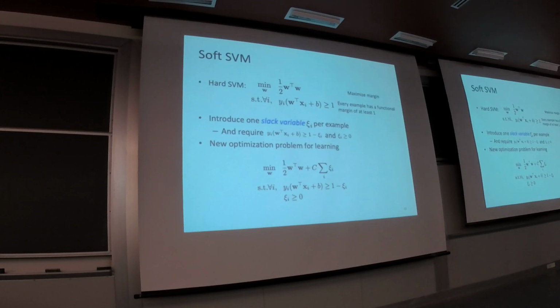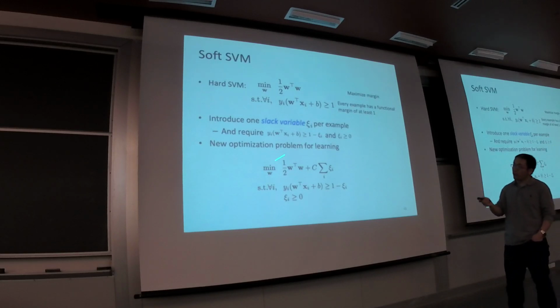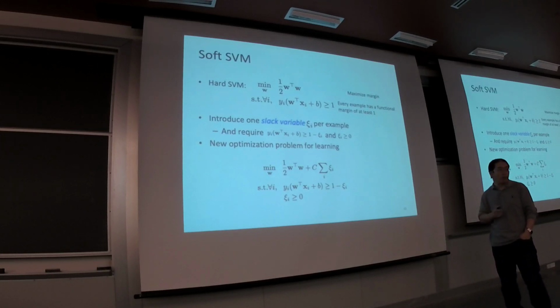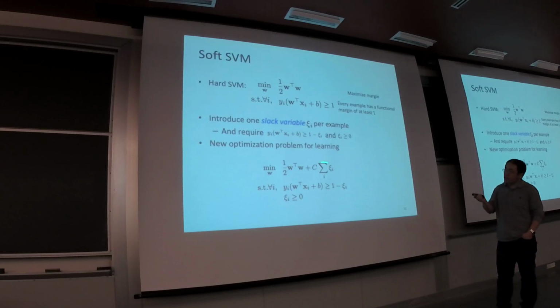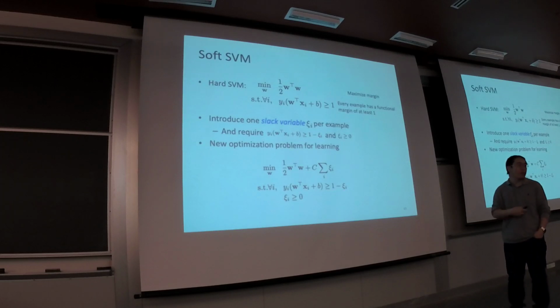Another thing that we change is that in the cost function, in addition to this half of the squared norm, we add one extra component, which is the summation of those slack variables, multiplied with a hyperparameter C. So why would I like to append this extra summation?